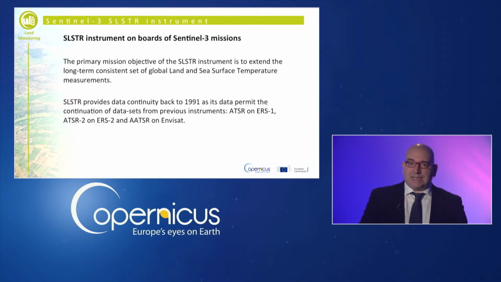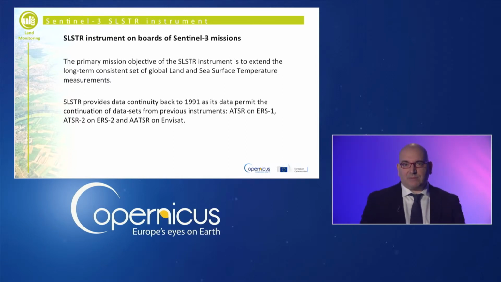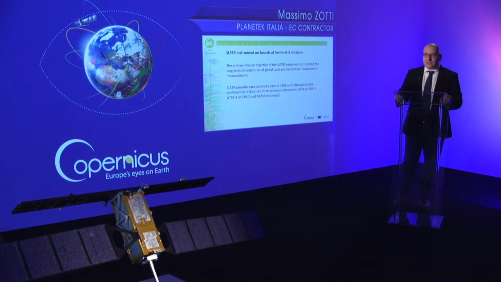The Sentinel-3 satellites are equipped with an instrument called the Sea and Land Surface Temperature Radiometer, or SLSTR, which provides 2 thermal channels for measuring the sea and land surface temperature. The SLSTR instrument represents a continuation and extension of the previous ERS-1, ERS-2, and ENVISAT missions, which provided reference land and sea temperature measurement from 1991 to 2012. The SLSTR instrument incorporates the basic functionality of previous sensors, with the addition of some new, more advanced features.